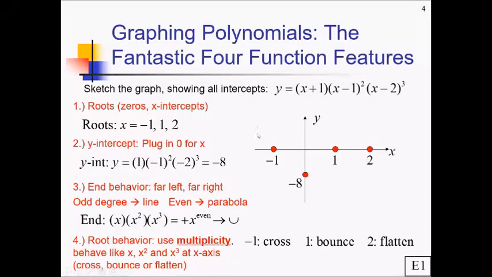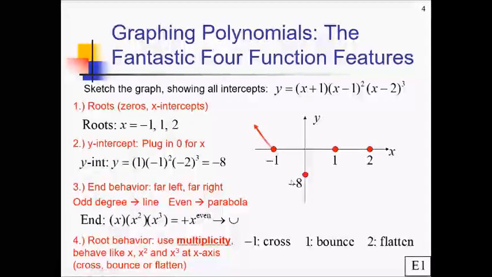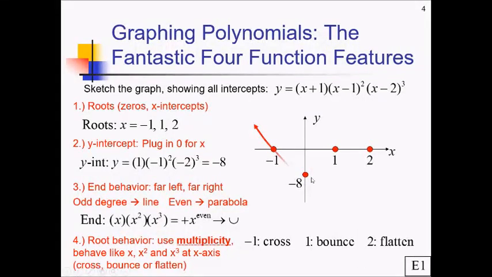So we start up here, and we have to cross at x equals negative 1. We have to go through to hit the y-intercept. So that's going through negative 8. And then we have to go back up, and we're going to bounce at x equals 1. Now we have to come back down and go back up, and we're going to go through and flatten at x equals 2.